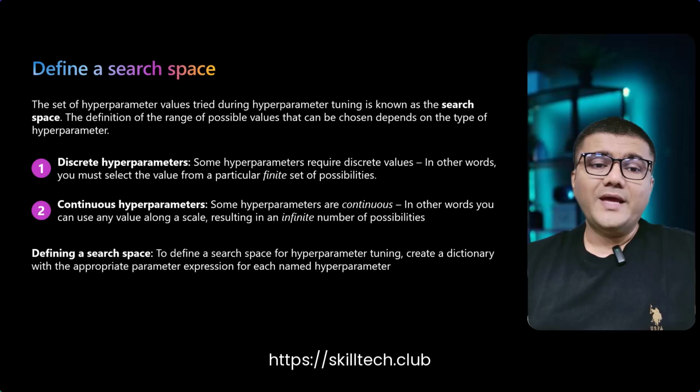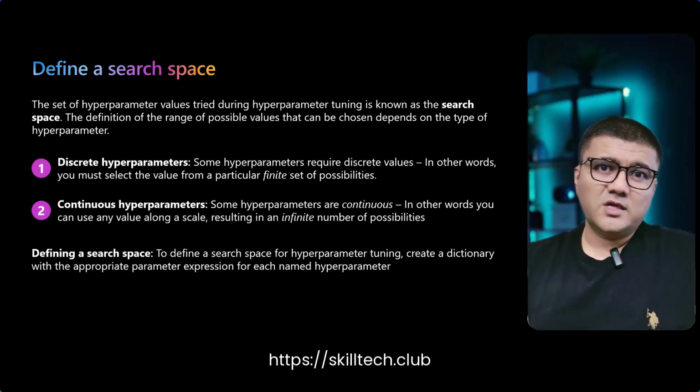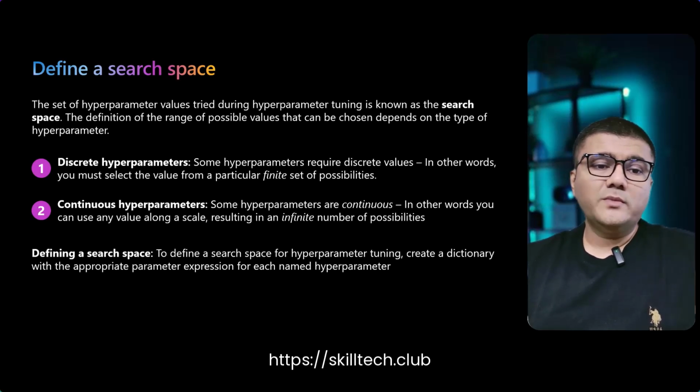The definition of the range of possible values that can be chosen depends on the type of the hyperparameter. In the previous slide, I was showing you that 0.01, 0.1, or 1.0 were the values I was giving as hyperparameters. Now remember, in this also you have options. When you define the search space, you can have discrete hyperparameters or continuous hyperparameters. Discrete hyperparameters require discrete values. In other words, you must select the value from a particular finite set of possibilities. That's what we call discrete hyperparameters.